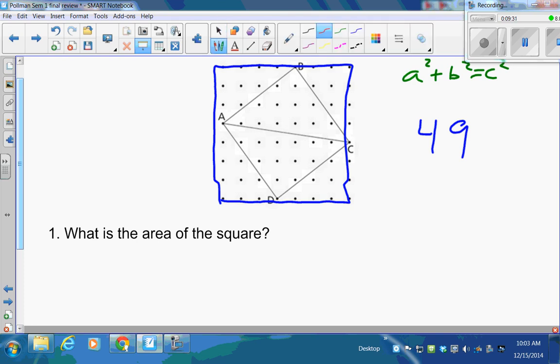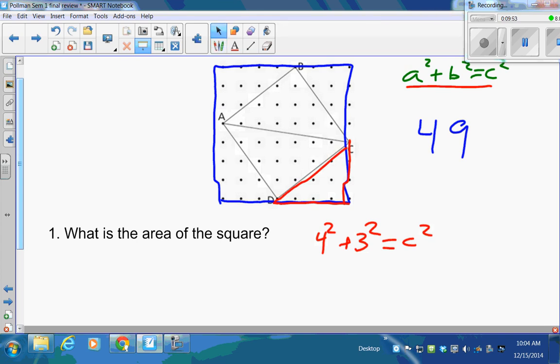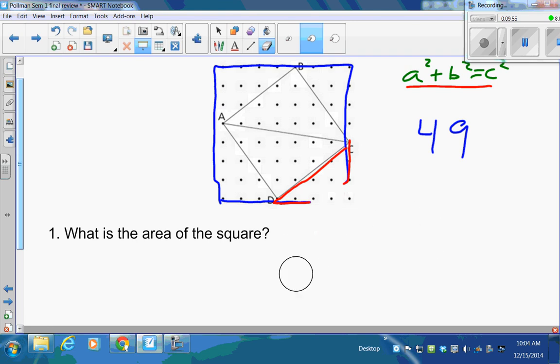Now I've got to cut things out. So if I do my Pythagorean theorem, my a is 1, 2, 3, 4. My a is 4. My b is 1, 2, 3. My b is 3. And I don't know c. Oh, excuse me. I don't need to do Pythagorean theorem yet. I'm sorry, I messed up.